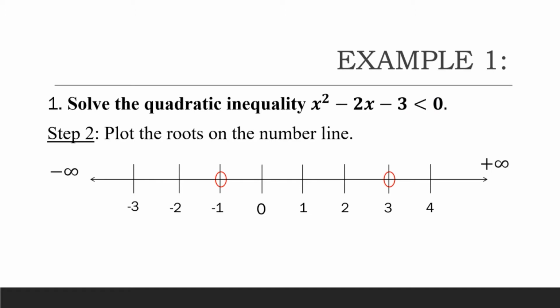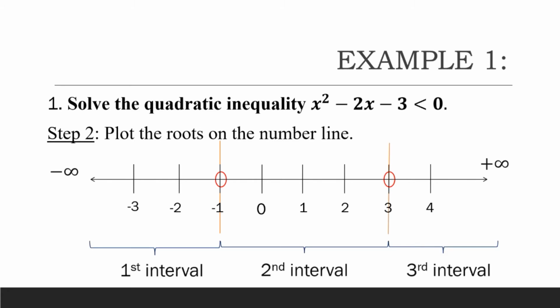Now, after plotting, our number line is divided into 3 intervals. We have the first interval from negative infinity to -1, not included. We have from -1, not included, to 3 for the second interval, and then for the third interval, from +3, not included, to positive infinity.